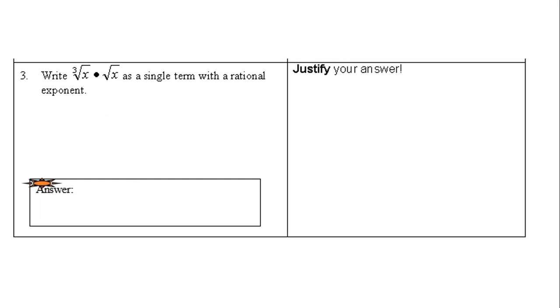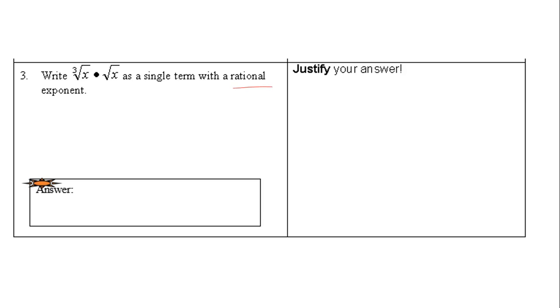Question number 3 is a little bit easier. You're just writing these two radicals multiplied together with a rational exponent. Now remember, rational means fraction. I'm looking for a fractional exponent.